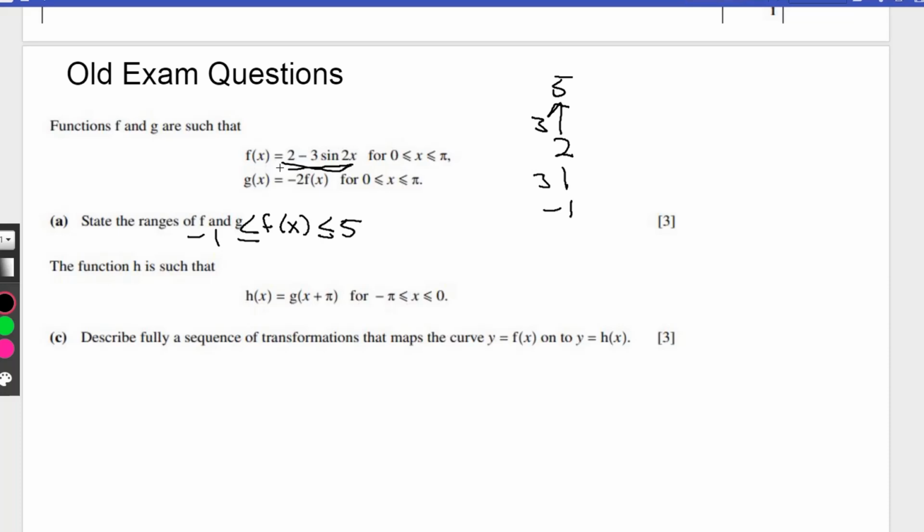That's f of x. Okay, now take a look at what they did to g of x. What they've done is they've multiplied it by 2 and then they've reflected it. So what's going to happen is that this is going to be up here and this is going to be down here and then it's going to be times 2.